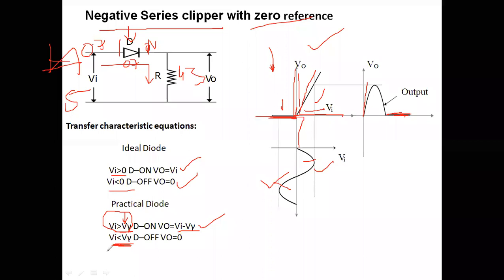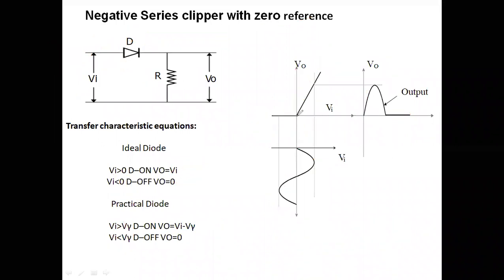When the input is less than the cut-in voltage, that means less than 0.7, that may be a negative pulse or less than 0.6, 0.5, whatever it may be, the diode will be in the off state and the output will be zero. That we have represented in the transfer characteristics. When it is greater, you may have the output. When it is less, you won't have the output.